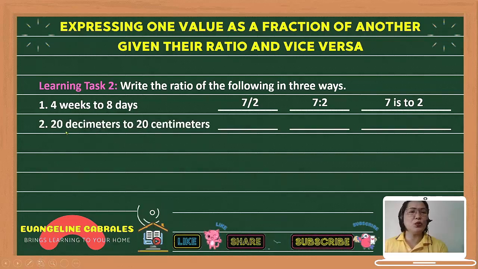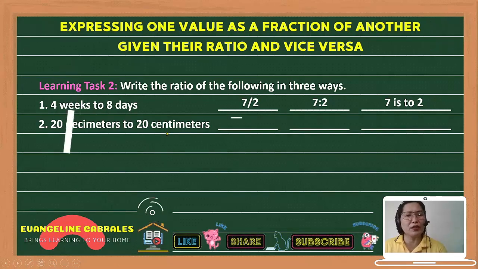How about number 2? 20 decimeters to 20 centimeters. So, magkaiba na naman. Alin sa dalawa ang may mas mababang unit? Tama, that is centimeters. So, yung decimeters ay i-convert mo to centimeters.